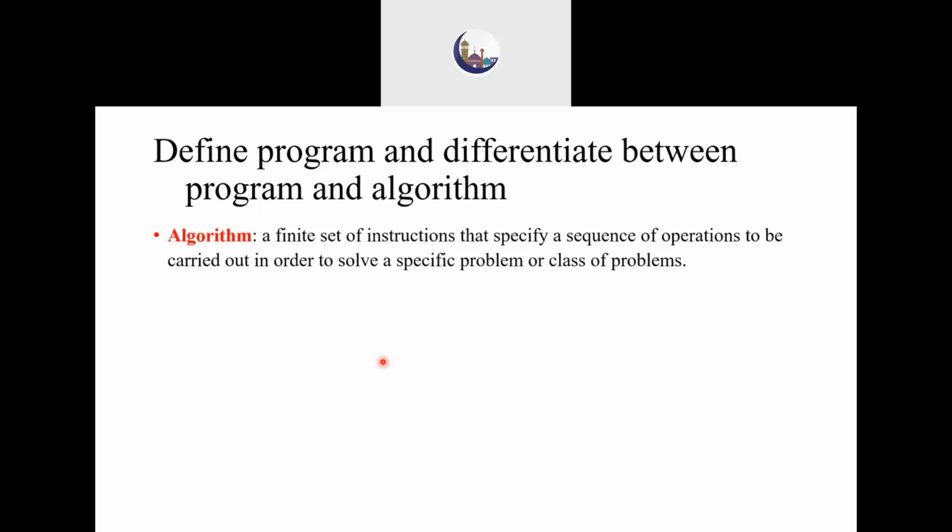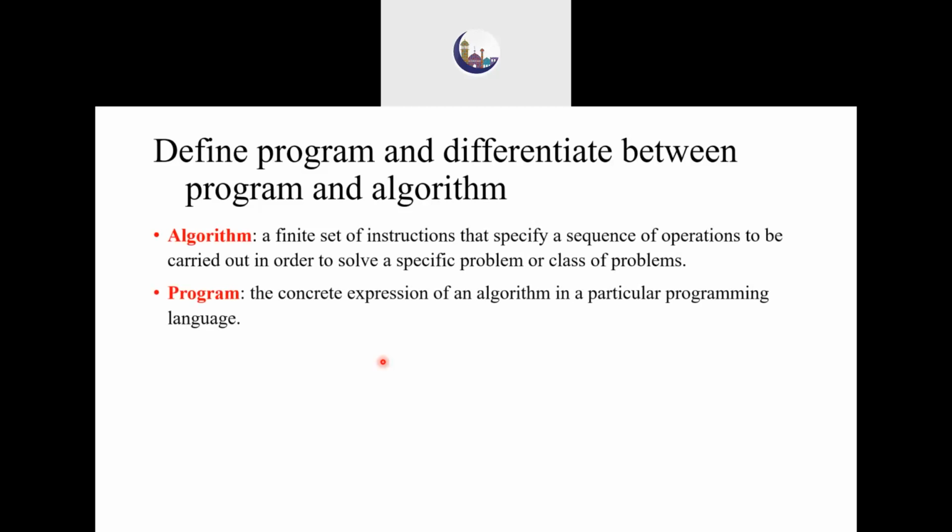But on the other hand, a program is also a set of instructions, but these instructions are to be executed on the computer. So it should be written in a format or a language which is understood by the computer, which we call in general a programming language. An algorithm is written in plain English, whereas a program is written only and only in a programming language. This is the key difference between them.